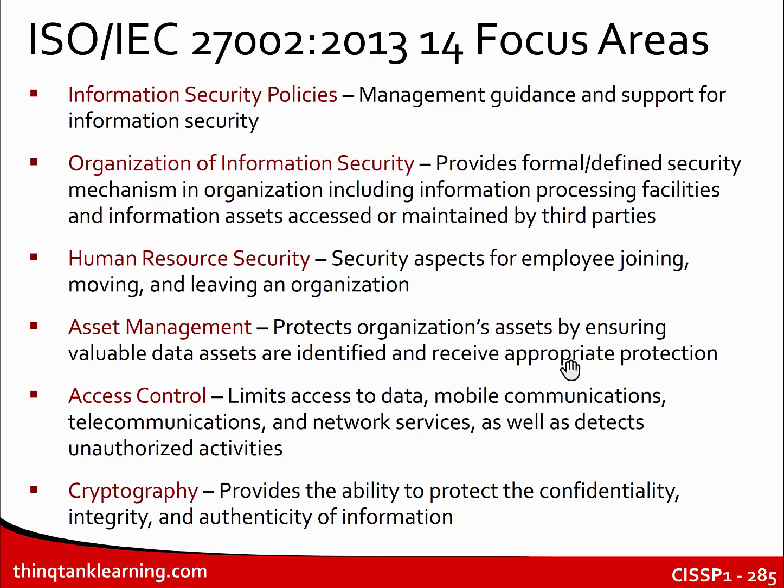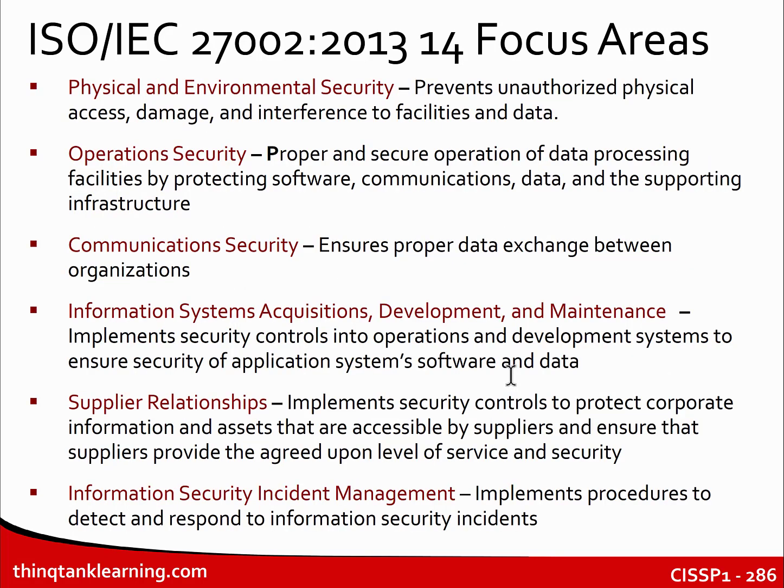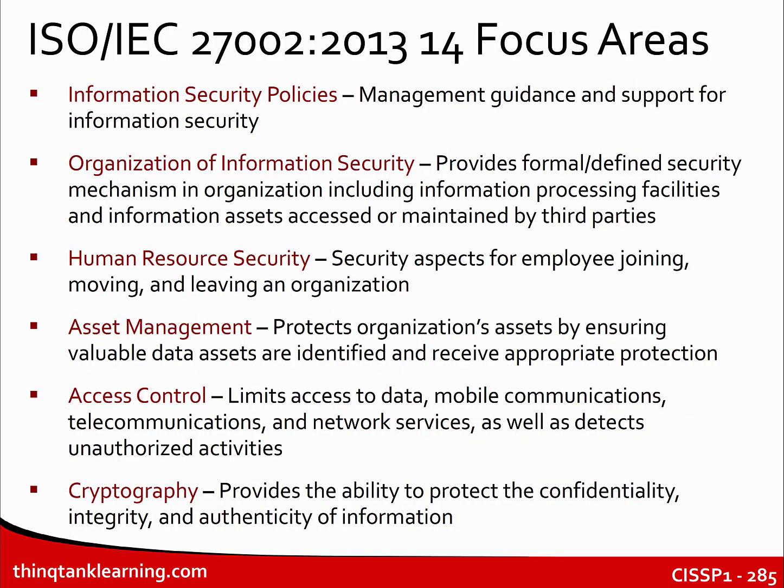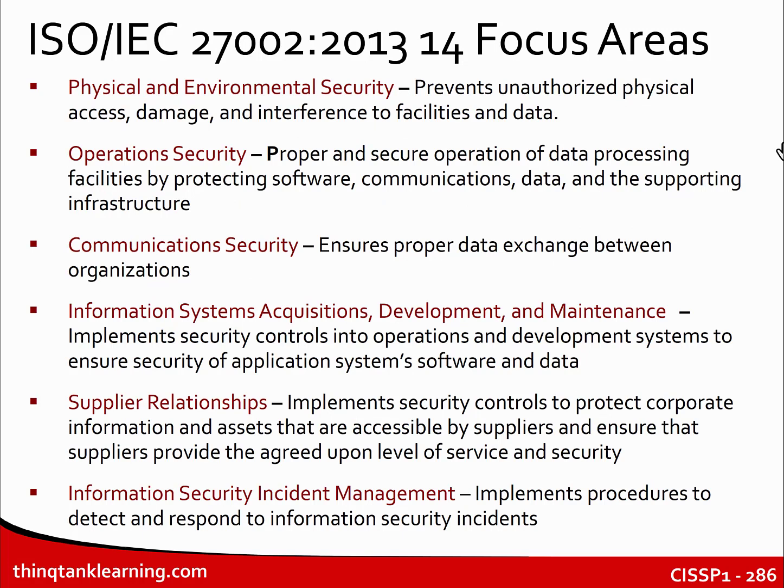All right. Asset management. How do we prioritize and protect assets? Classify the assets, identify assets, apply the appropriate protection to the assets. That's a big section. There are 10 individual controls in that section. Access control, which has 14 individual controls, which includes limiting access to data, access control management, network services, unauthorized activity detection. We have cryptography. Surprisingly enough, it only has 2 controls, but we need to protect confidentiality, integrity, and authenticity.